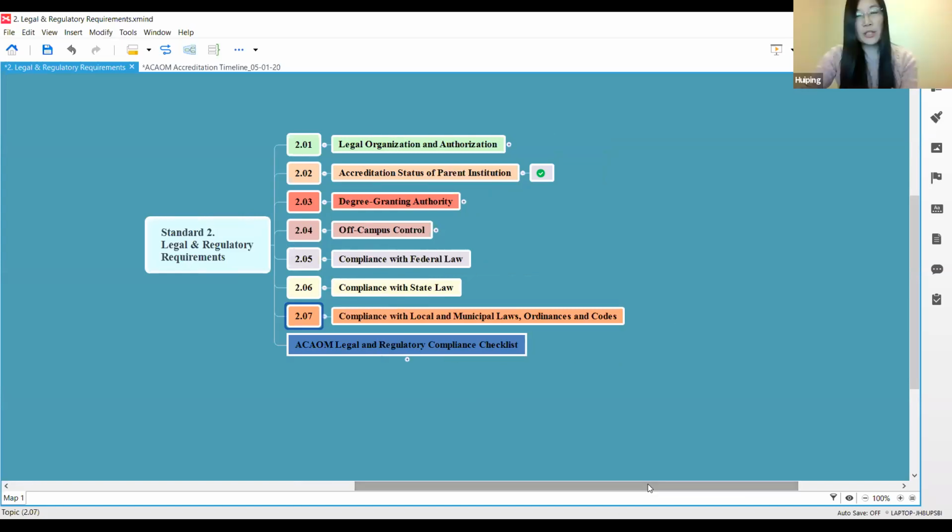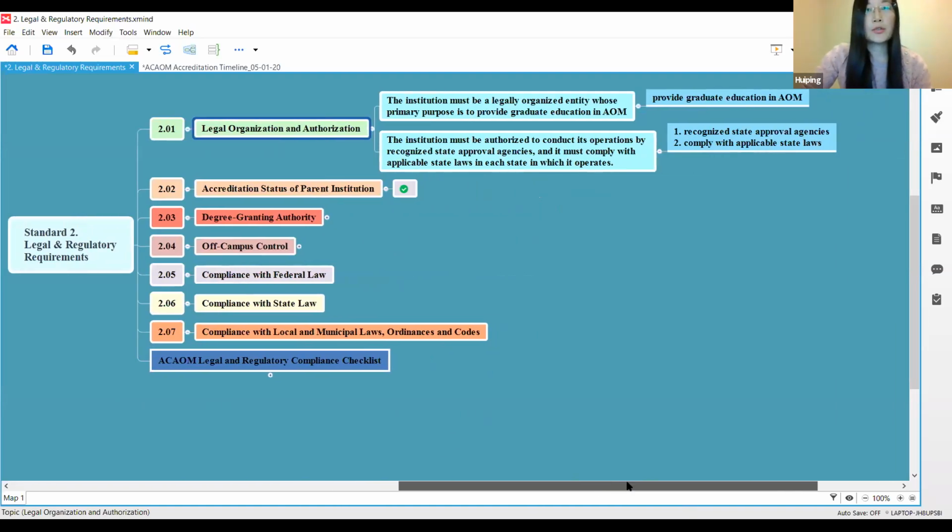And there's a specific checklist called the ACAOM Legal and Regulatory Compliance Checklist. That's the checklist the ACAOM Special Master will use when she or he visits UEWM. So I will spend more time talking about this checklist. Now let's just start from 2.01.